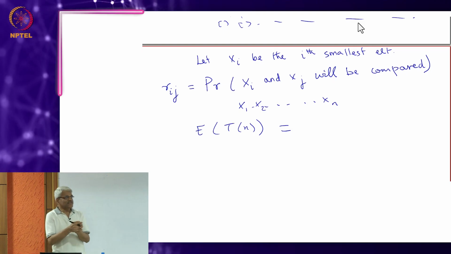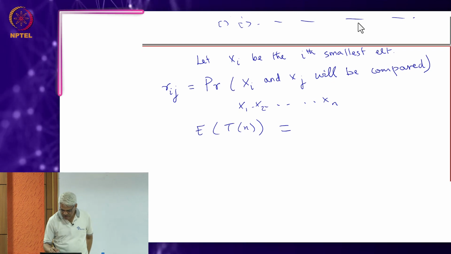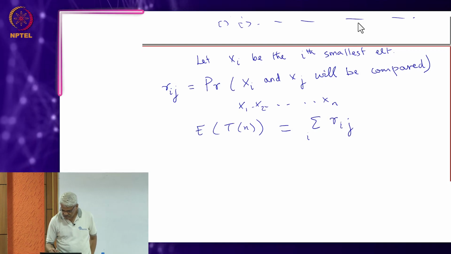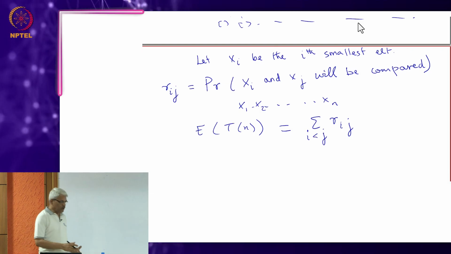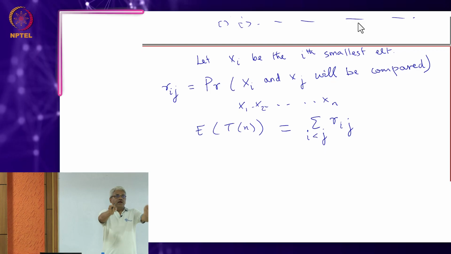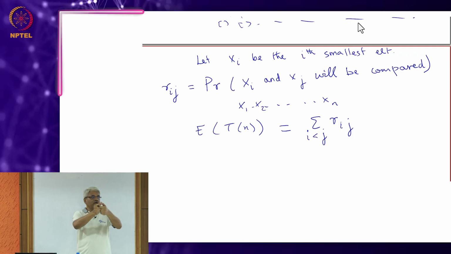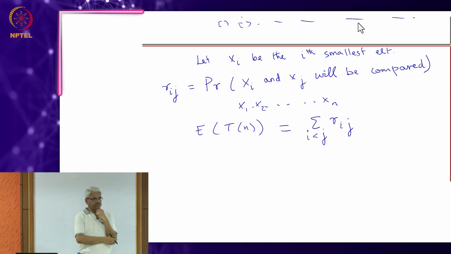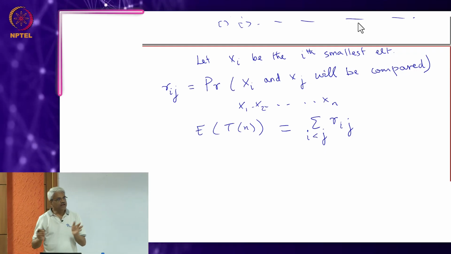And isn't Rij for every i, j capturing all the comparisons? So, I claim it is simply the summation of Rij. Because after all, in this whole algorithm, there are comparisons happening, and I am saying, hey, what is the probability that these two elements are compared? If they are compared, I add 1, otherwise 0, and I do it for every pair. That is the expected number of comparisons, right. So, now all I need to do is to compute Rij.